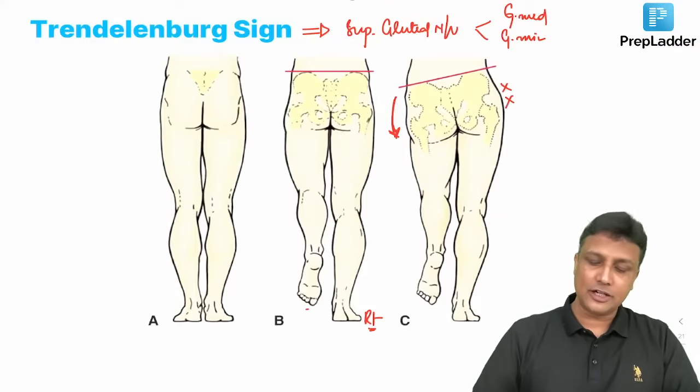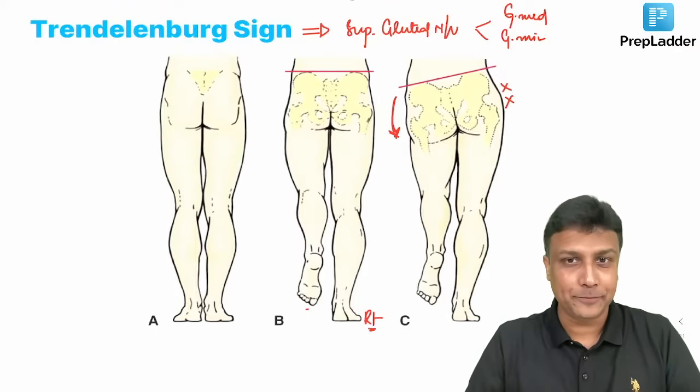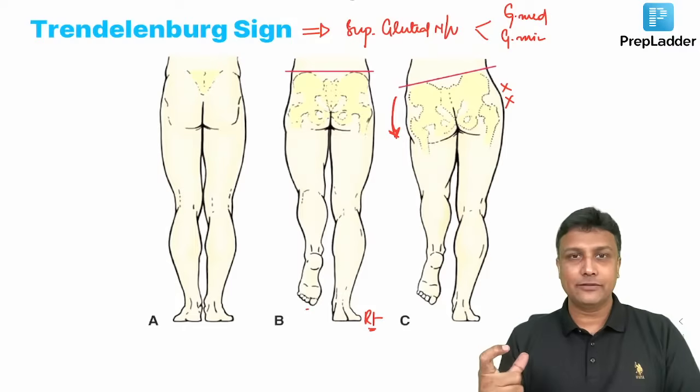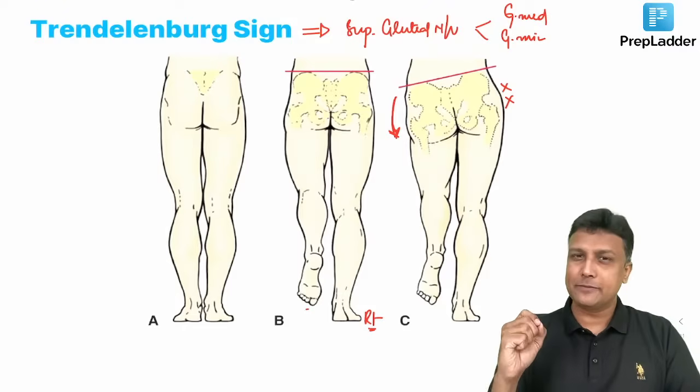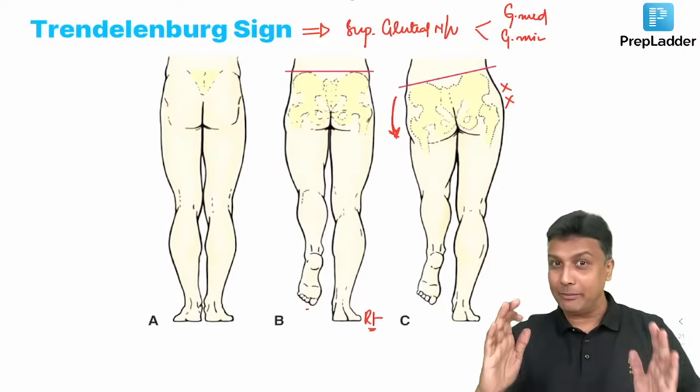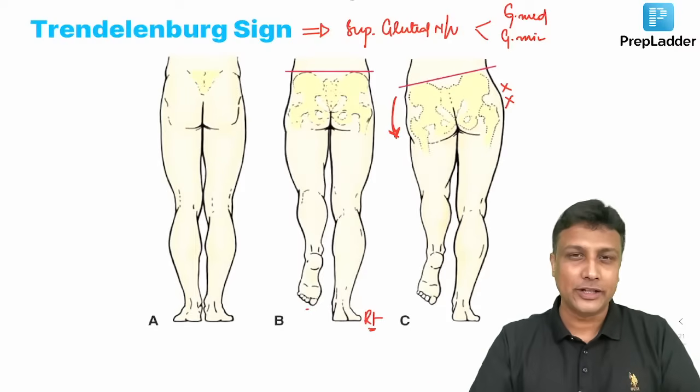The right superior gluteal nerve will be gone. Because the right superior gluteal nerve will be gone, that is the reason why the gluteus medius and minimus, these two muscles will not be able to abduct the hip there. The hip will be dropping on the other side.